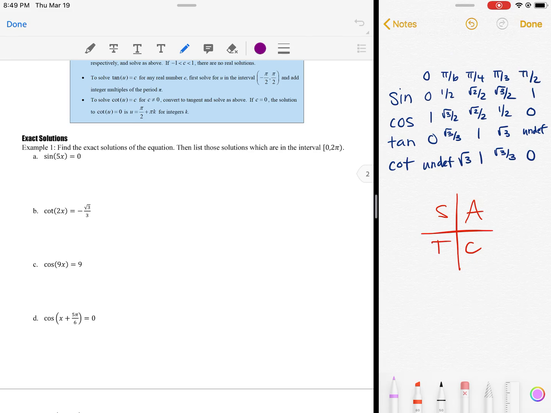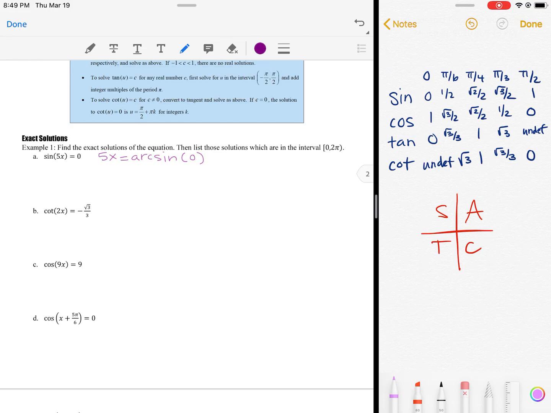On this first one, it says find the exact solutions of the equation, similar to what we did in 6.1, and then list those solutions that are in the intervals. So we're going to do both things. As we did in the last section, if we want to solve sine of 5x equals 0 for x, we're going to do arc sine. In this case, 5x equals arc sine of 0.